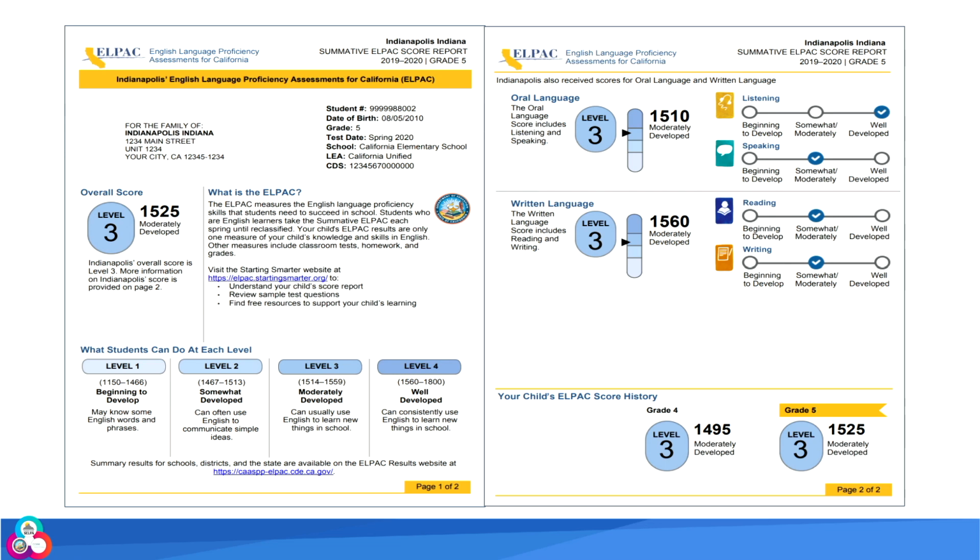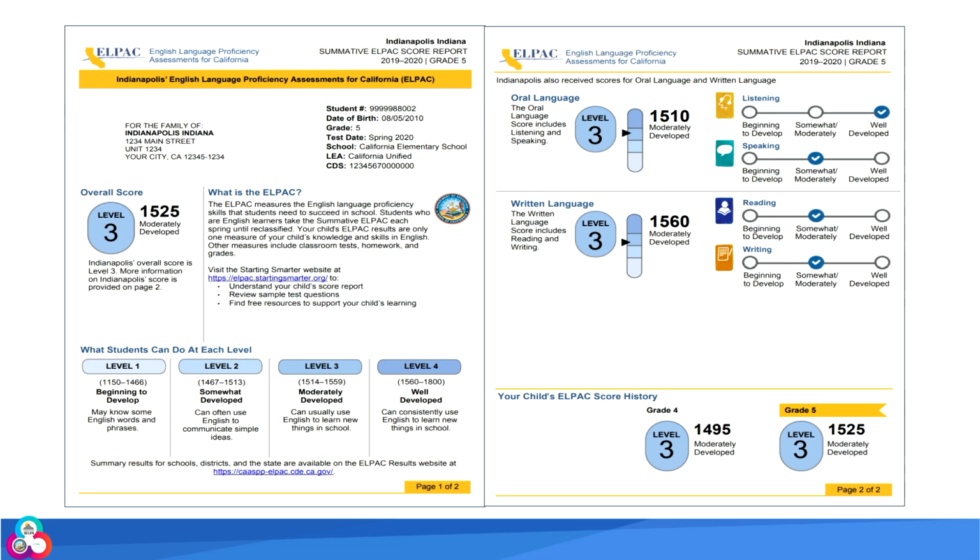You're also given a brief description as to what the LPAC is. The other thing that this form gives you is a level by level description. What can the student do at each level? This student at a level 3 can usually use English to learn new things in school. I'm simply reading what level 3 says. That information can be used to develop your present levels.